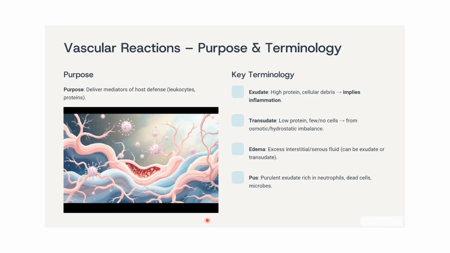Okay, so let's connect these microscopic events to what we actually see and feel. You mentioned vasodilation first, that increased blood flow driven by chemicals like histamine, right?